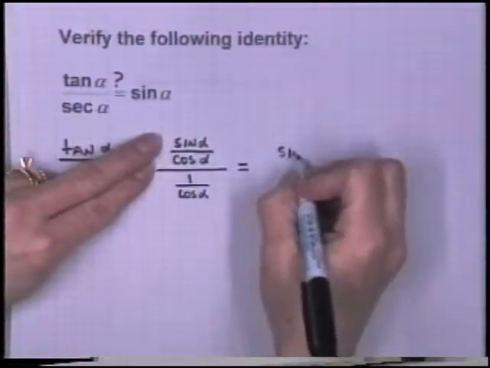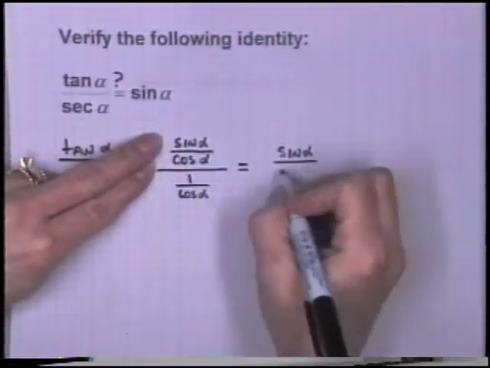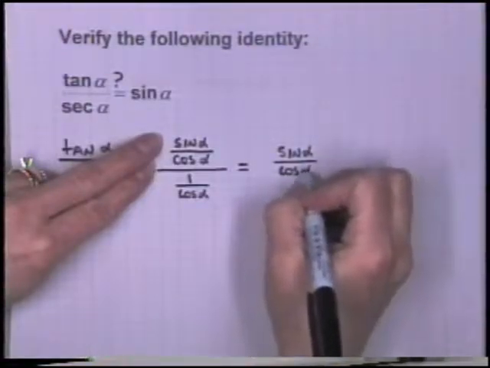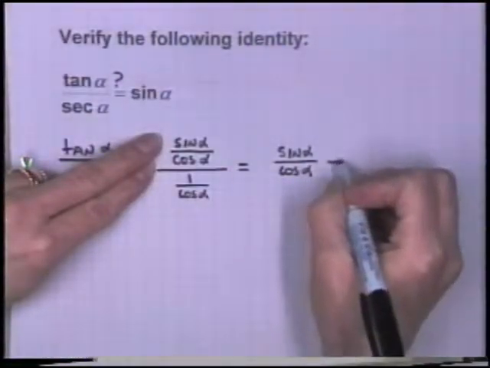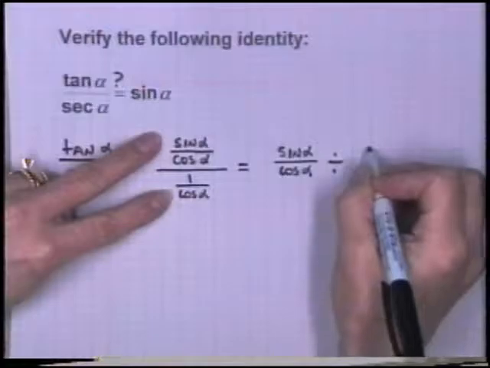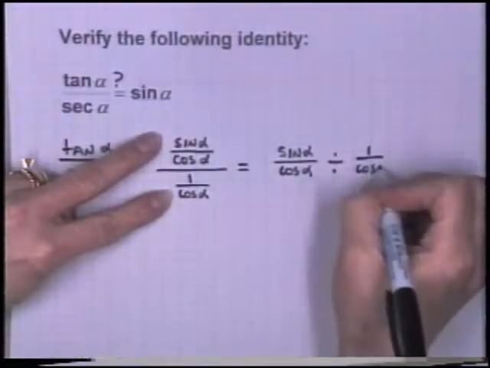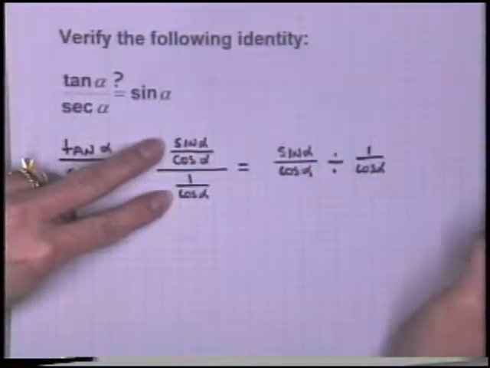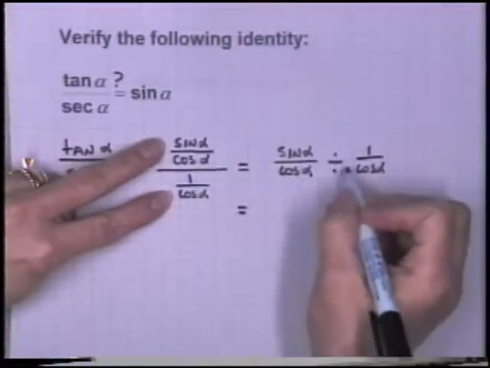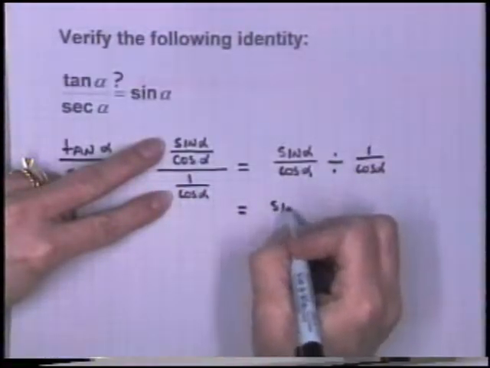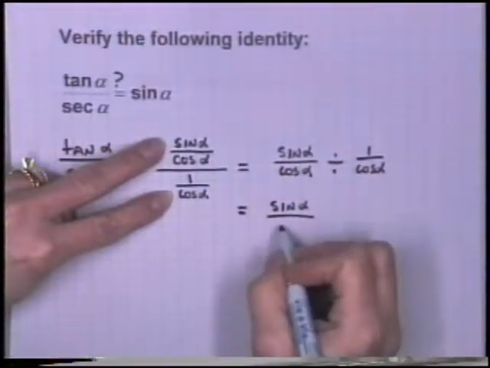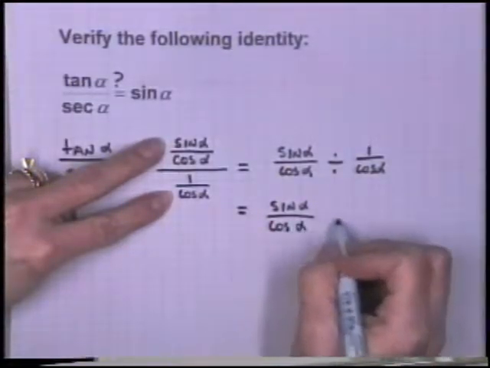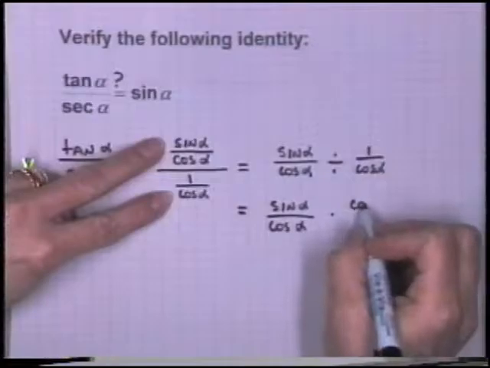I'm just going to write down, and I'm going to put in this step. You could probably skip it for most of you. But we're saying that sine alpha over cosine alpha is being divided by 1 over cosine alpha. See, that's a legitimate algebraic operation. Well, how do we divide fractions? We invert the second fraction, don't we? And we multiply.